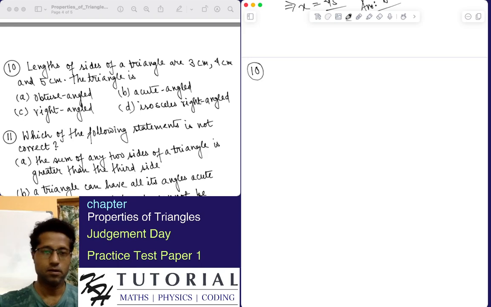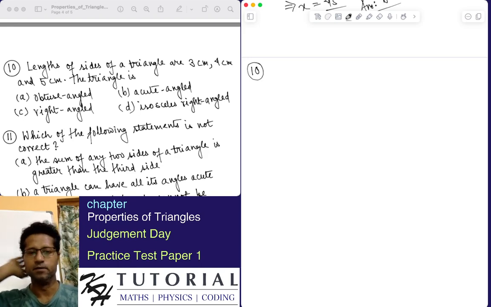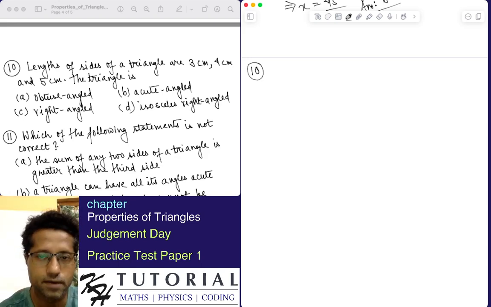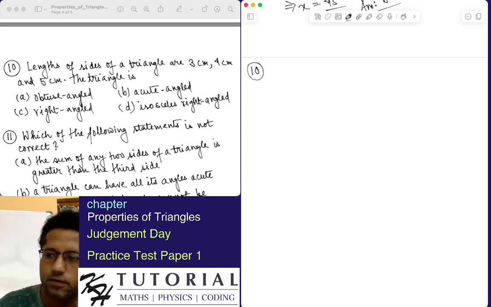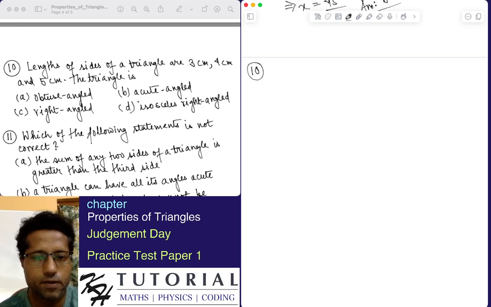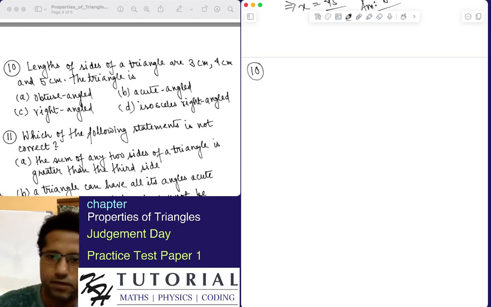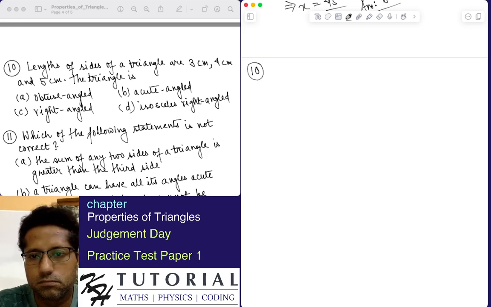If the lengths of the three sides of a triangle are given and we need to check whether it's a right angle or not, we have to first figure out which is the longest side, because we know that in a right angle triangle the longest side is the hypotenuse.